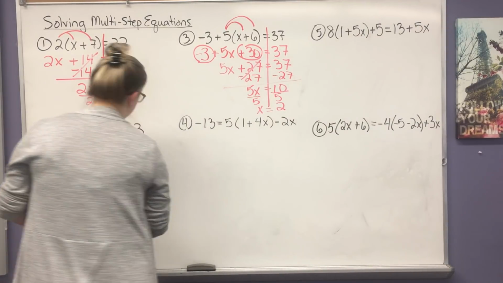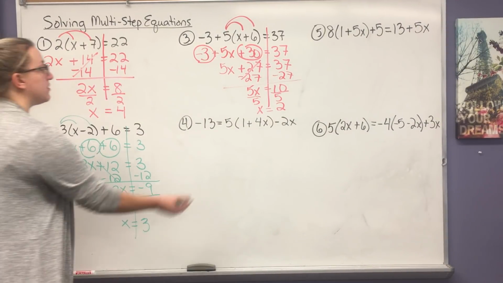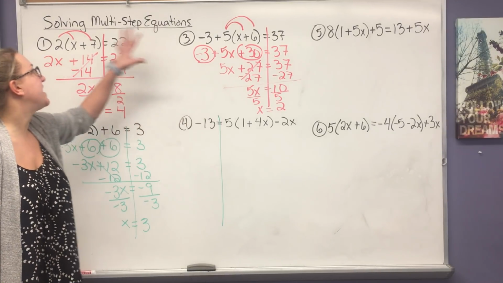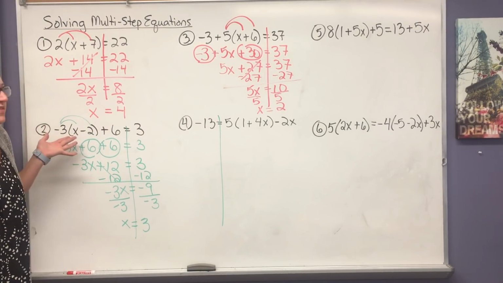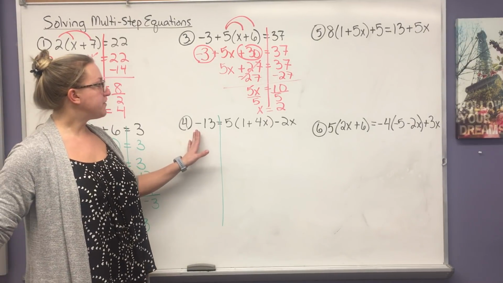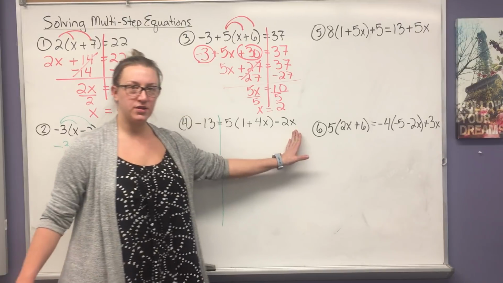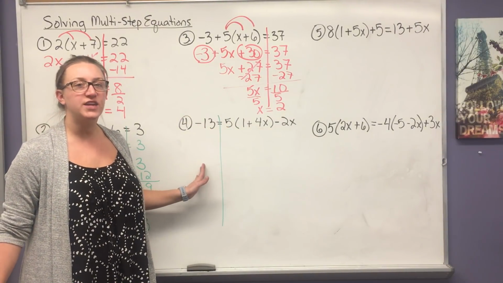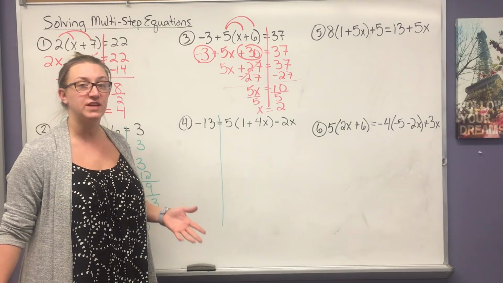Number 4, once again, split it down the middle. Oh no, my negative 13's on the left. Everything else we've done on the left, that obviously means I can't do the same thing on the right. No, of course you can. Negative 13 equaling this side is the same as having this side equal negative 13. It doesn't matter what side you're on, you're still going to perform the same steps.